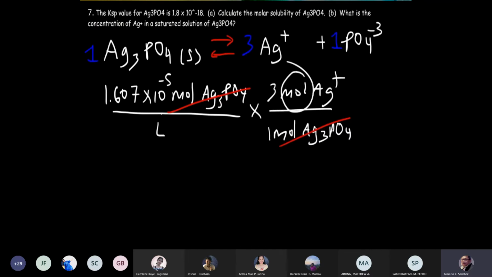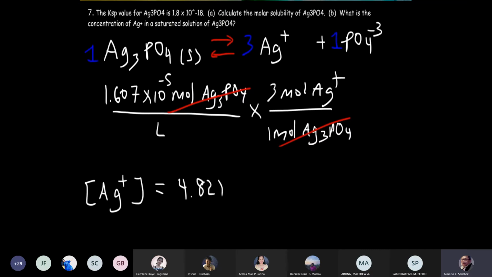So now we're going to have moles over liters for Ag plus. So the concentration of Ag plus in a saturated solution of silver phosphate is going to be 4.821 times 10 to the negative 5. And so that's the answer.